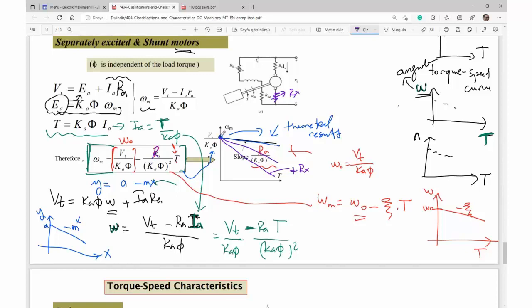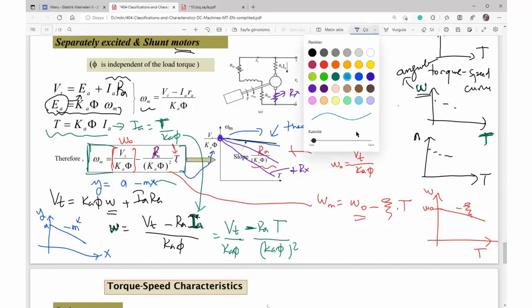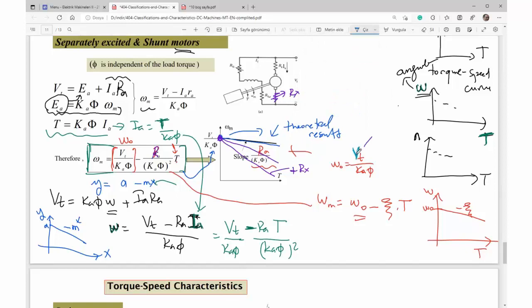What about the no load speed? No load speed comes from terminal voltage, mainly, it looks like. And when there's a voltage change, there will be some no load speed change. It looks like, but take care.